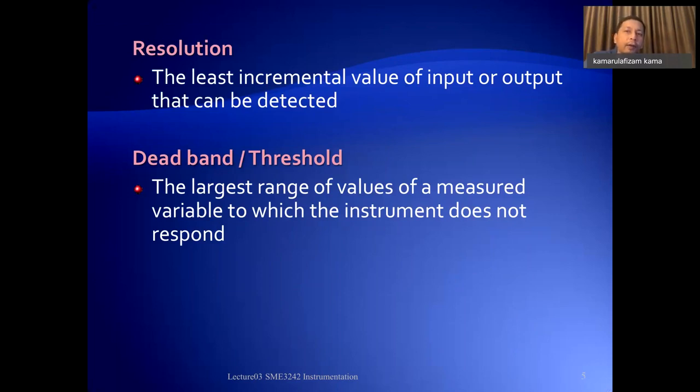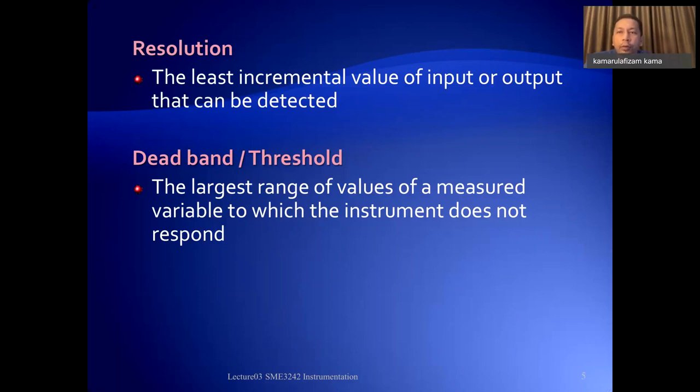But if you increase the input up to 1 microamp or 1.1 microamp, then you will start to see the 17 millimeter output change to 34 millimeter output, for example. So the dead band is basically the range of values in which, if you induce any change in the input, the output is not changing. In this case it's 1 microamp.